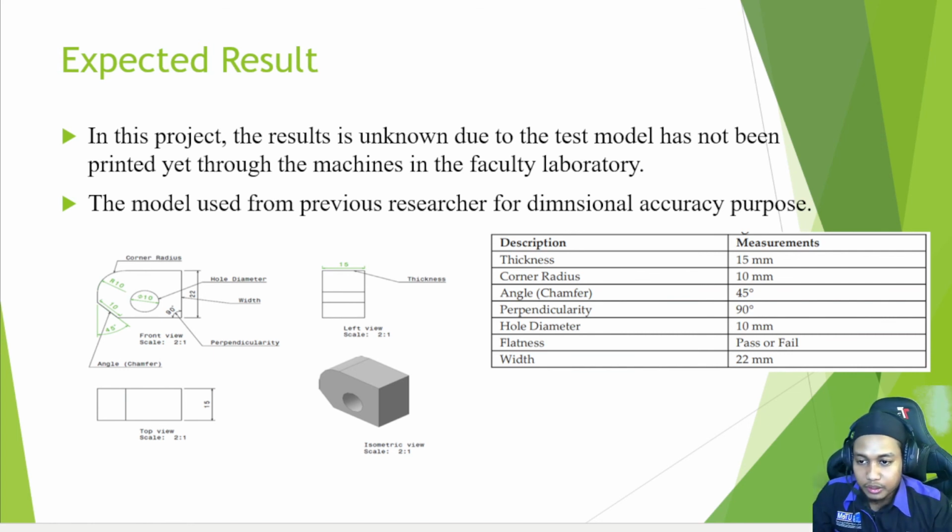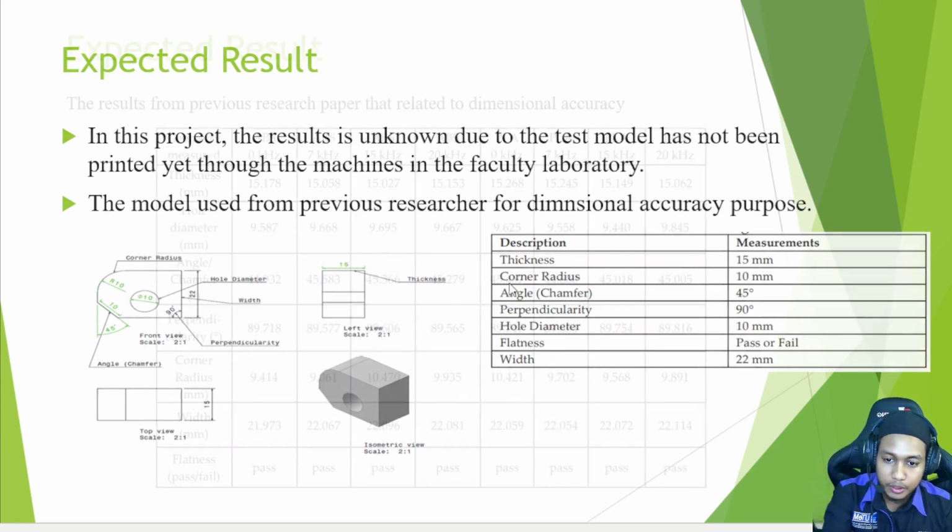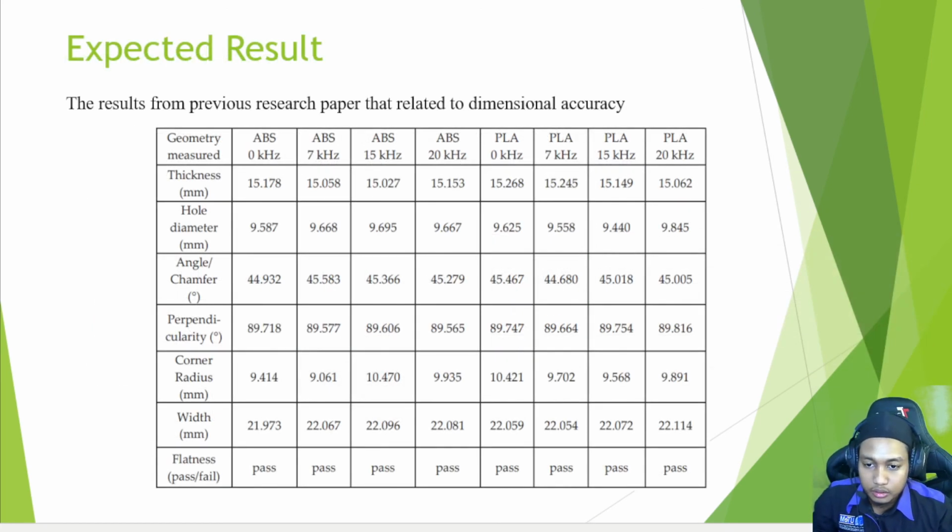After the specimen was printed with the FDM machine, they checked the specimen dimensional accuracy with the CMM, which is a coordinate measuring machine. And in this table, it shows two types of material they used for their experiment, which are ABS and PLA, and four frequencies were set: 0 kHz, 7 kHz, 15 kHz, and 20 kHz.